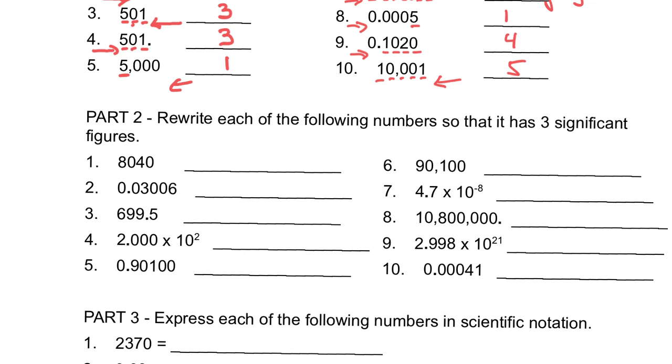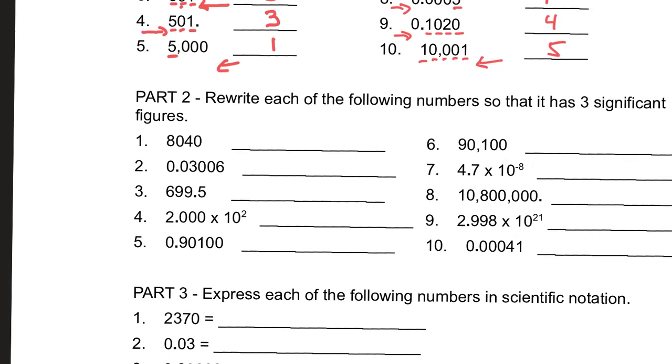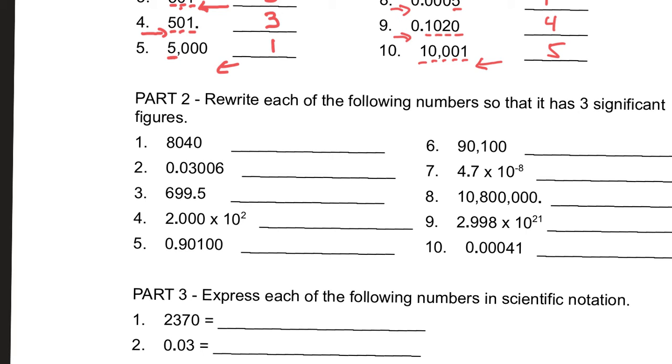Now let's take a look at some examples where we're going to actually round so it has 3 significant figures. So all of these are going to end up with 3 significant figures. The first thing I'm going to do is look at this number and see how many it actually has. Decimal is absent. This has 3 significant figures, so I'm just going to write the number the way it is. That has 3 significant figures.